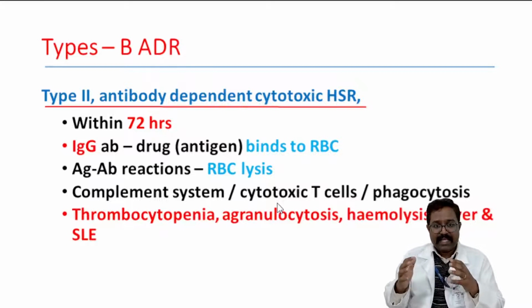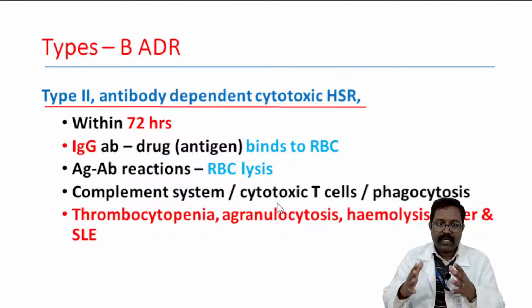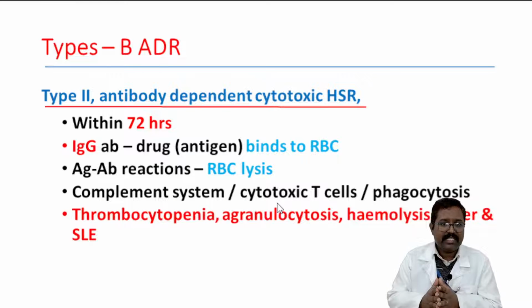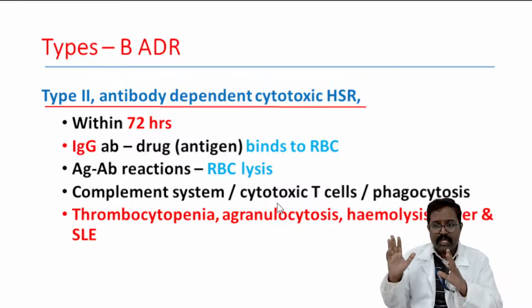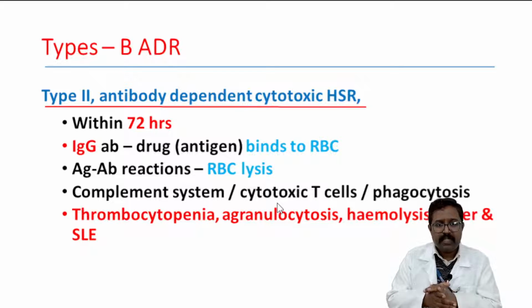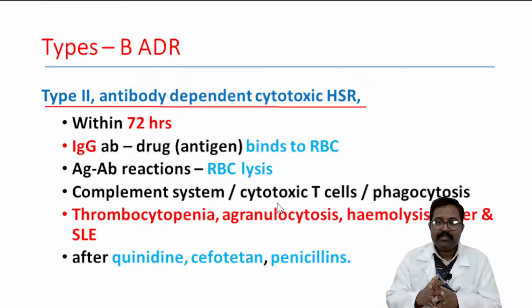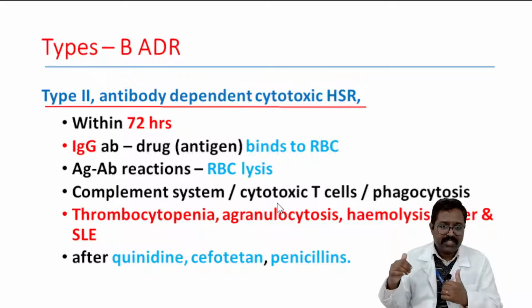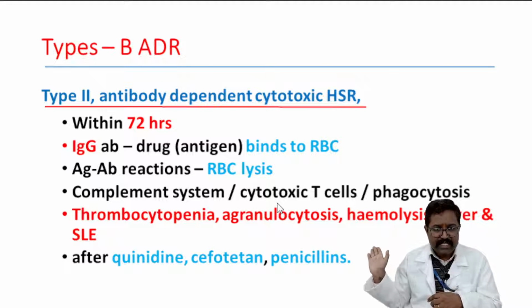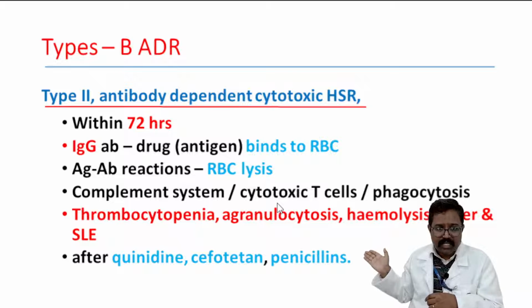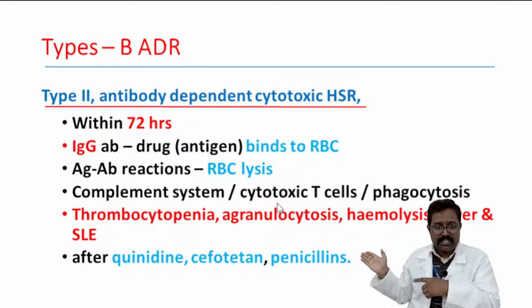The examples we can quote for type B, due to the lysis of the RBCs, can lead to thrombocytopenia, agranulocytosis, hemolysis, fever, and systemic lupus erythematosus. These type 2 reactions can occur following the administration of drugs. You can see here the drugs: quinidine, cefotetan, which is a cephalosporin, and the penicillins.